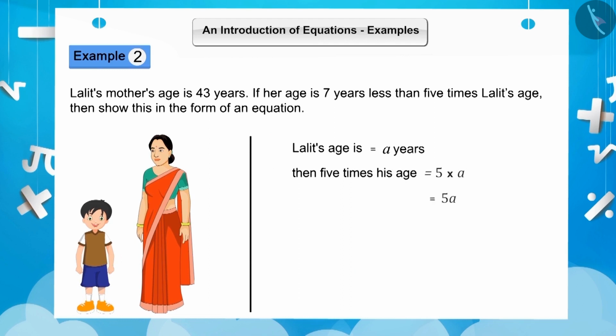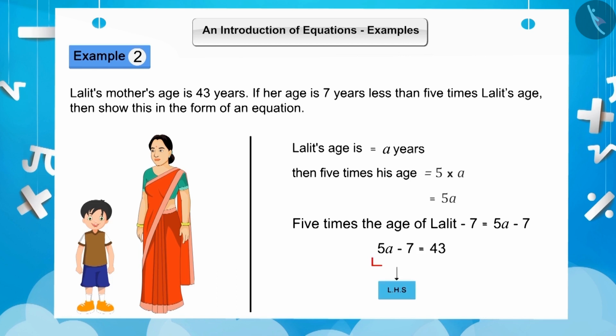As we know that Lalit's mother's age is 7 years less than 5 times Lalit's age, then his mother's age will be 5 times the age of Lalit minus 7, that is 5A minus 7. According to the question, if mother's age is 43 years, the equation will be formed in this way: 5A minus 7 is equal to 43.